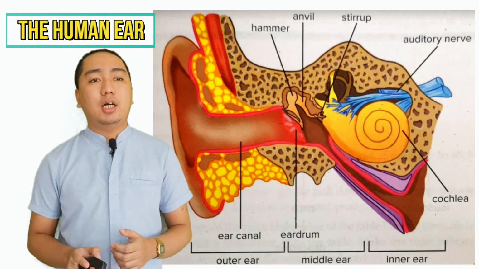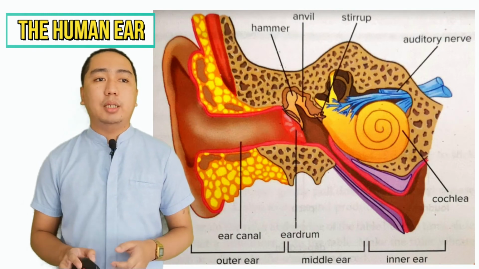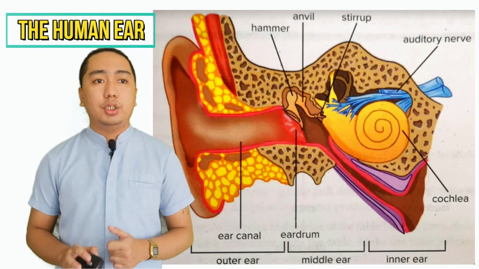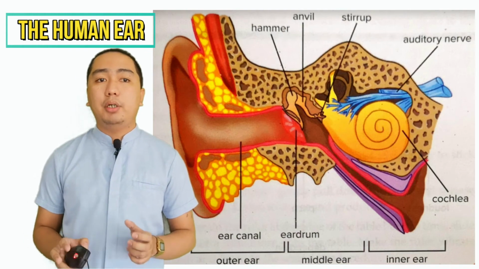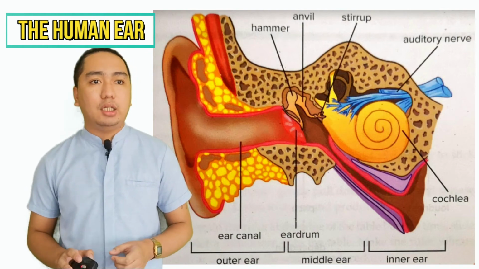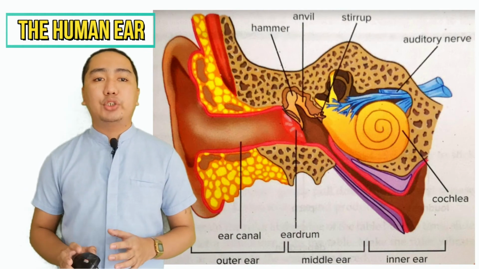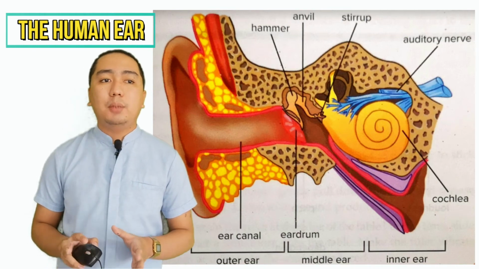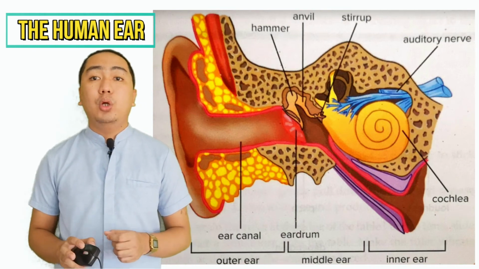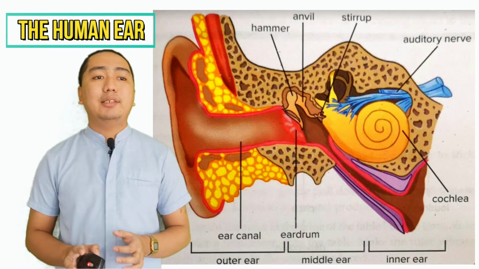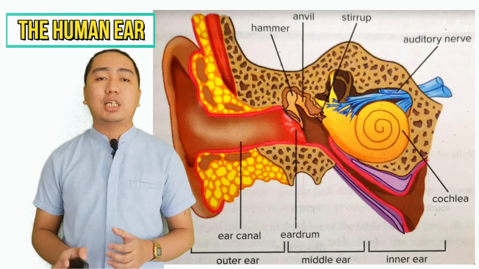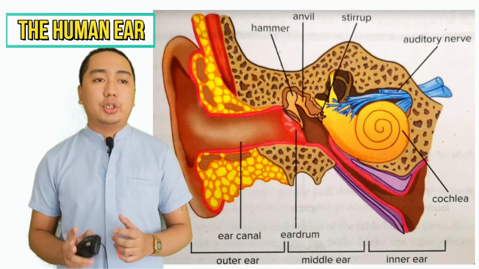The hammer picks up the vibration from the eardrum since it's connected to the eardrum. Then, the hammer transmits the vibration to the anvil. The anvil passes the vibration to the stirrup, and the stirrup sets another membrane to vibrate. These membranes separate the middle ear from the third section of the ear, the inner ear.